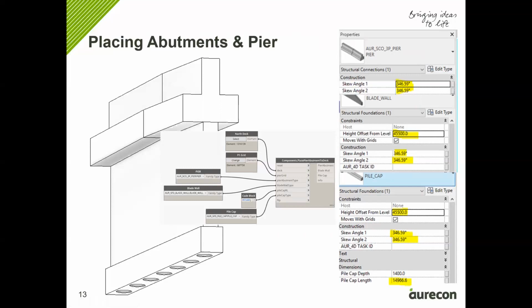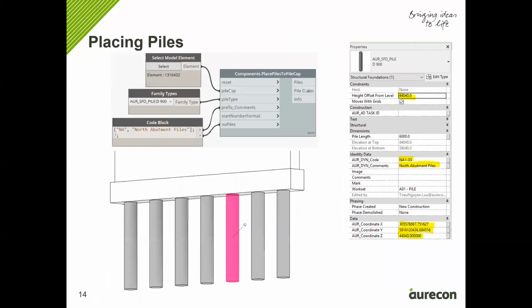So that is the pier, the play wall, and then the power cap. So the next one would be power. For the power, easy, you just specify which power cap you want to put it in, the number of the power, 7, and then the type, and that generates the 7 power here along that power cap.